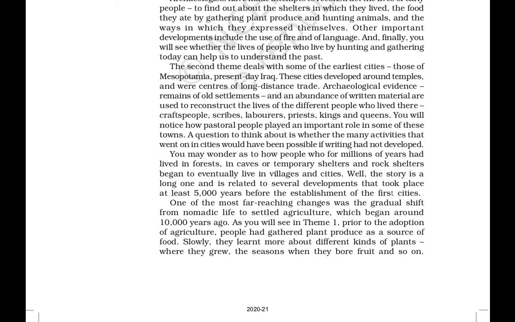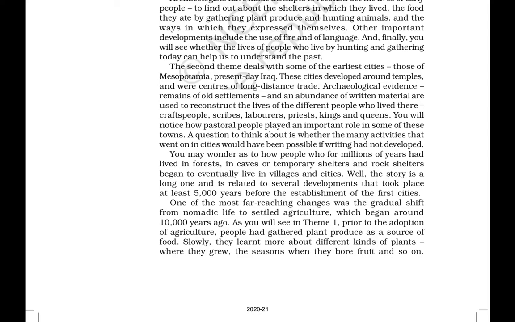You may wonder as to how people who, for millions of years, had lived in forests, in caves, or temporary shelters and rock shelters began to eventually live in villages and cities. Well, the story is a long one and is related to several developments that took place at least 5,000 years before the establishment of the first cities.